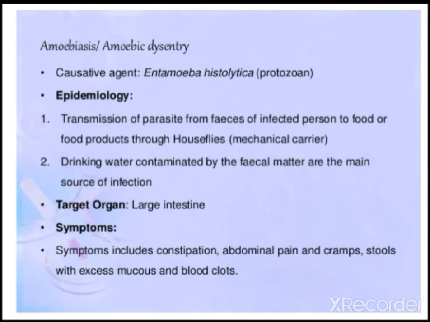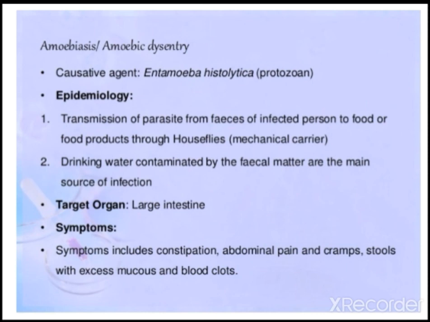Also, drinking water contaminated by fecal matter. That's why I told you both are rainy season related diseases. For the previous one, the rain allows the growth of mosquitoes. Here the water acts as the medium; it can be transferred if the water is contaminated. The target organ is the large intestine. The symptoms include constipation, abdominal pain, cramps, and stools with excess mucus and blood cells. Why will blood clots be there? Because it affects the large intestine. When the large intestine gets damaged, the blood clots will automatically be eliminated through the stool, children.